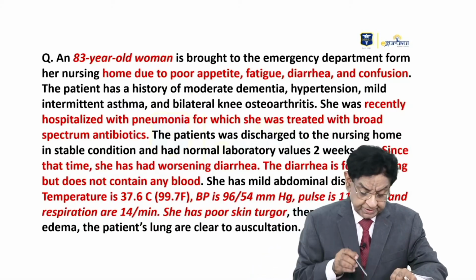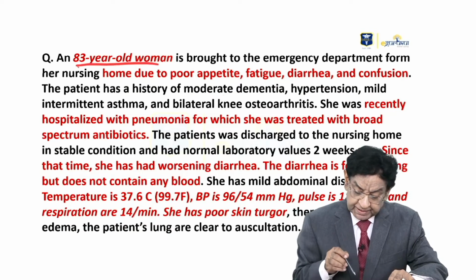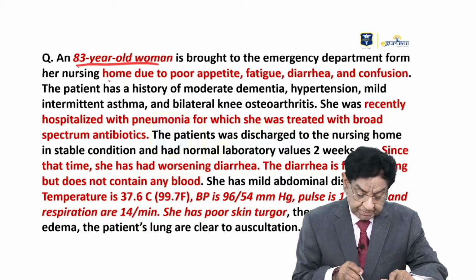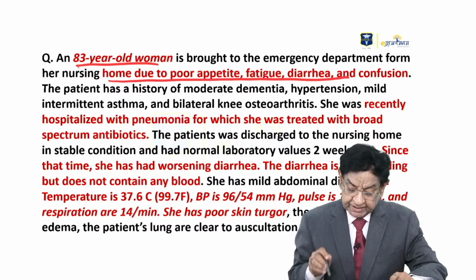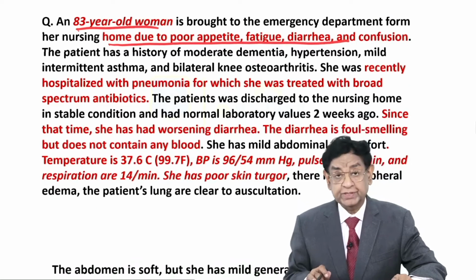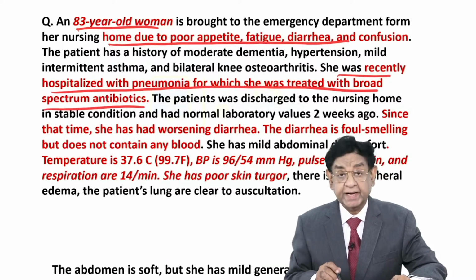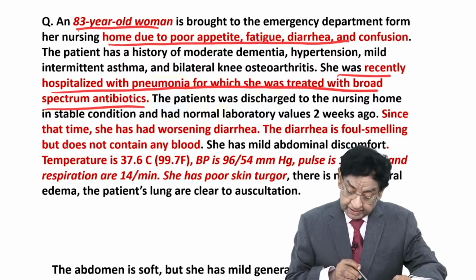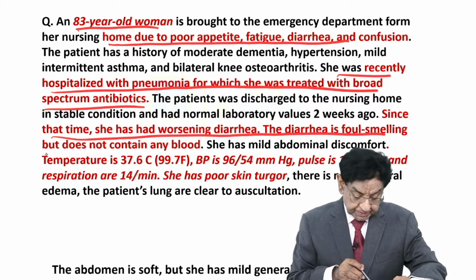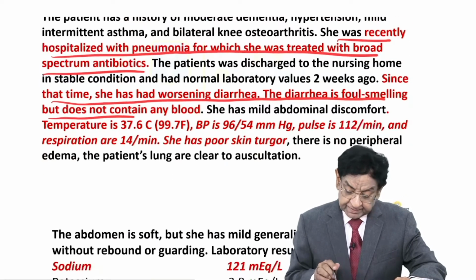Hello everyone. We have an 83-year-old lady who comes to the emergency department from home due to poor appetite, fatigue, diarrhea and confusion. She was recently hospitalized with pneumonia, for which she was treated with broad spectrum antibiotics. Since that time she has had worsening diarrhea. The diarrhea is foul smelling and doesn't contain any blood.